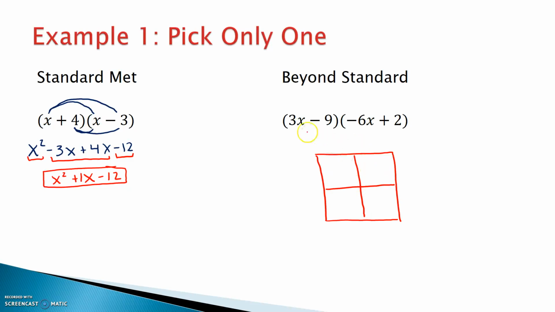Now again, across the top here, I'm gonna put my first and second term, so 3x, and that is a -9, so watch out with that. Okay, down here on the side, I'm gonna put -6x. That's a -6x, and that is a positive 2.